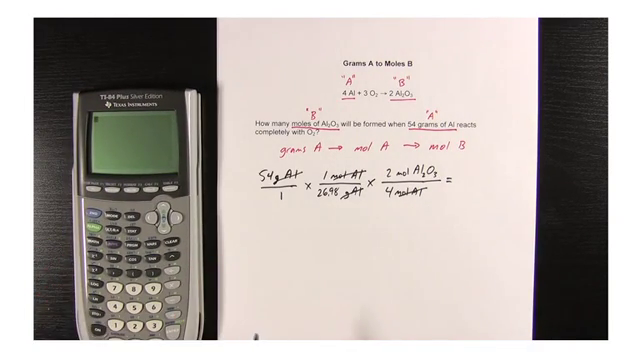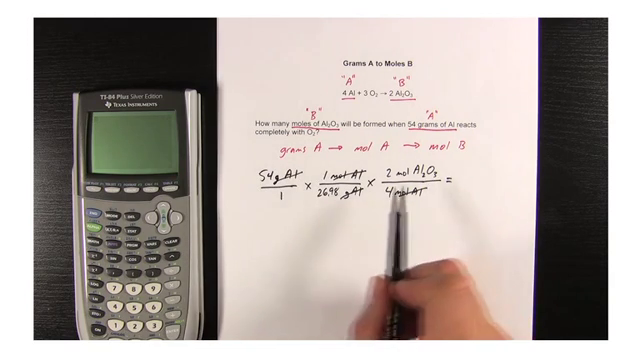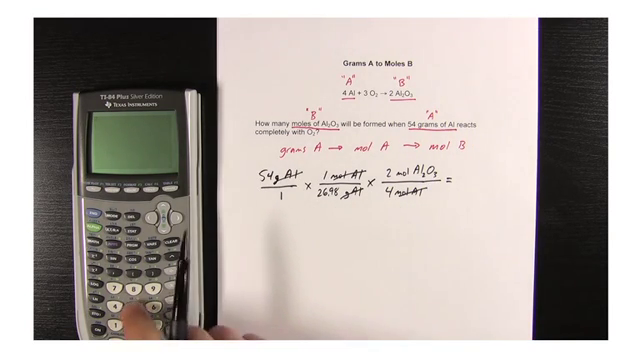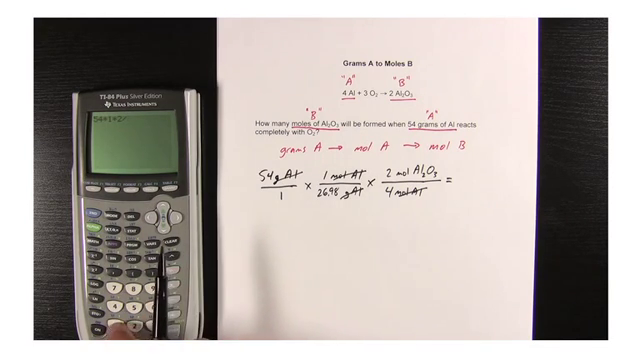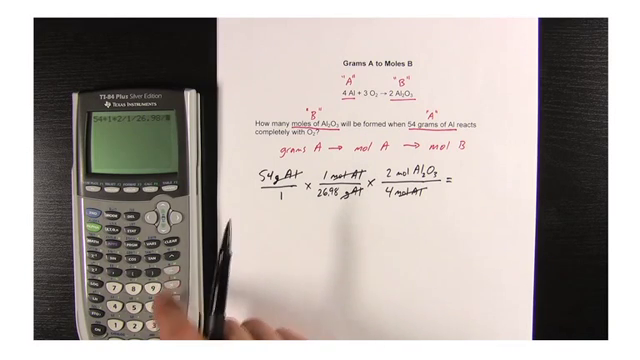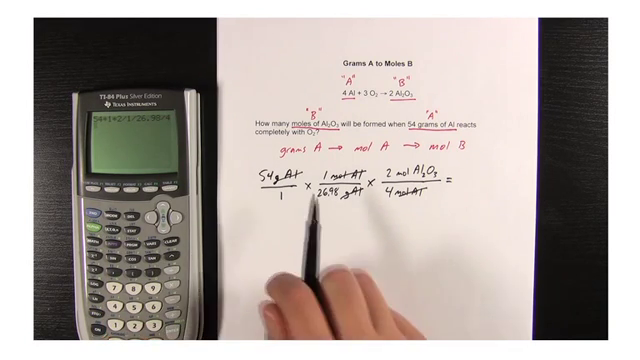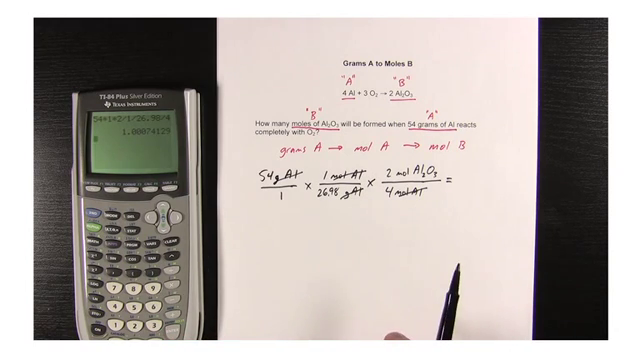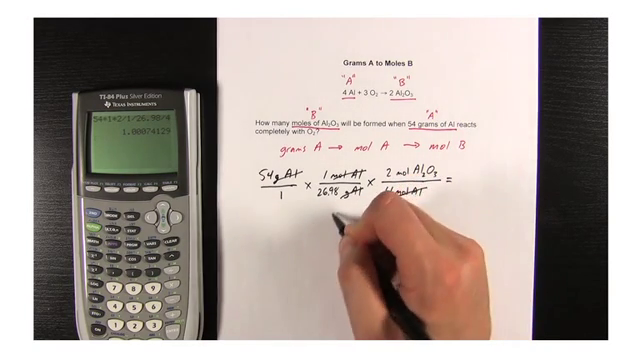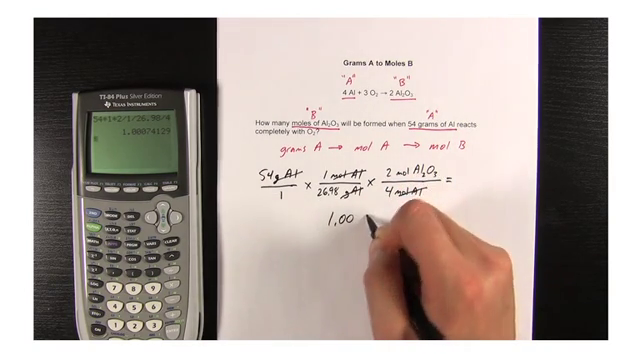So let's take a look. I'm going to multiply the tops and divide the bottoms. So 54 times 1 times 2 divided by 1 divided by 26.98 divided by 4. Again, we're multiplying the tops and dividing the bottoms. Our answer is approximately 1. So this is telling us that there's approximately 1 mole of this aluminum oxide.